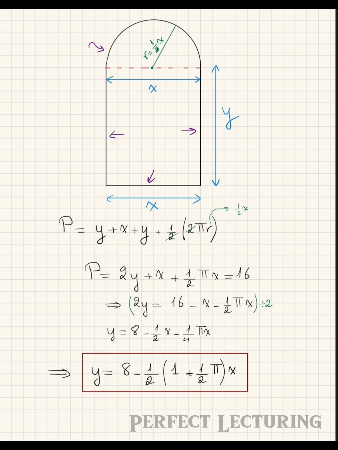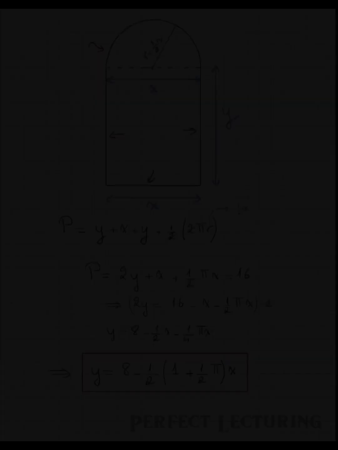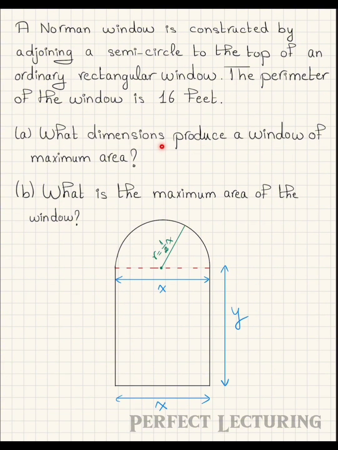Now it is time to read and answer the first question. We are asked to find the dimensions which are going to produce a window of maximum area. When we say dimensions, this means we have to find the length and the width of the rectangle as well as the radius of the semicircle. But we have r in terms of x. And we just found y in terms of x as well. Thus, if we know the value of x, we can calculate all the dimensions. So our goal for now is to find the value of x which maximizes the area of this window.